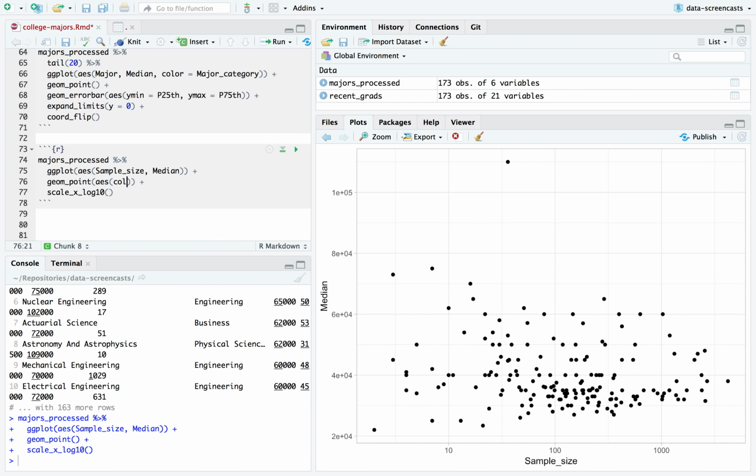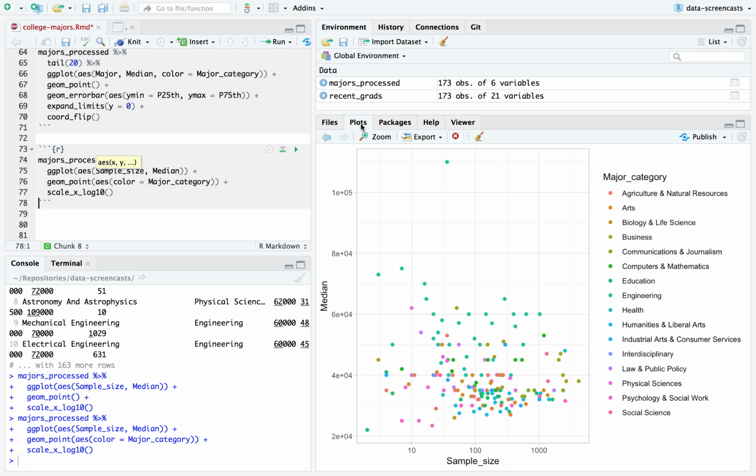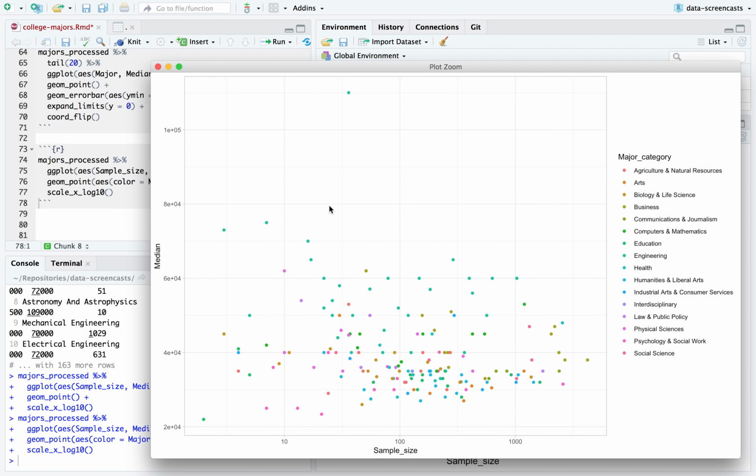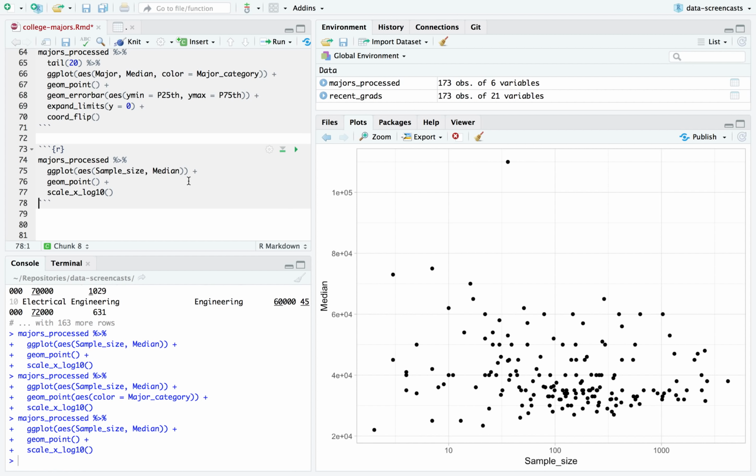I'm going to put the major category on color, so we can maybe get a little more sense. Too many categories for that to be useful. Drop it. But I am going to do geom_text, though there are way too many points. I'm going to load library ggrepel.